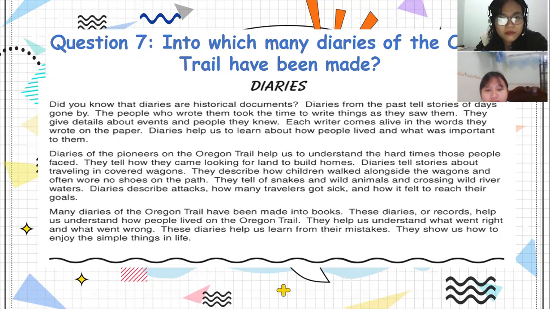Many, right? Many? Okay, many. In books here is the correct answer. Okay, can you see this one? These sentences are the first sentences from the third passage, yeah? And the correct answer will be book, make into book. Can you see the word into? Into book. Okay, many diaries have been made.